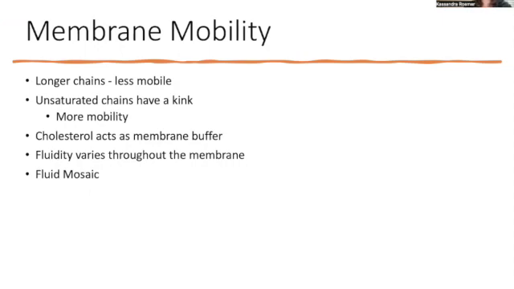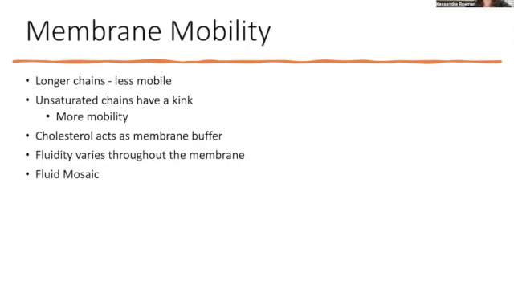So talking about membrane mobility, obviously, the longer the chain is, the less mobile the membrane will be. If we have unsaturated chains that have a kink or a bend, then they are actually more mobile because they cannot pack as tightly together. So more unsaturated components in a lipid bilayer leads to a more fluid membrane.